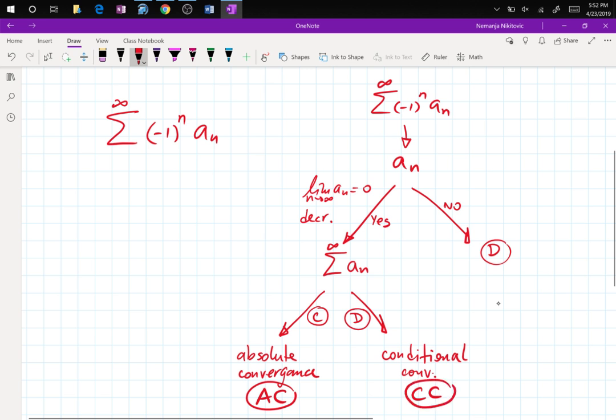So please note that this branch that goes to the left is the convergence branch. If your problem ends up in the convergence branch, then depending on convergence or divergence here, it's going to end up being either absolute convergence or conditional convergence.